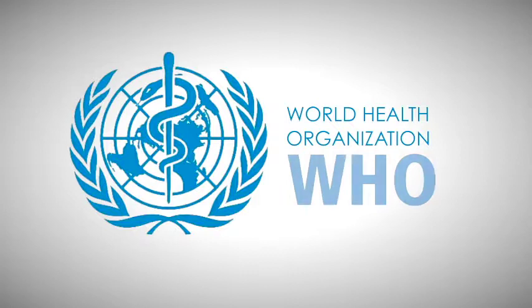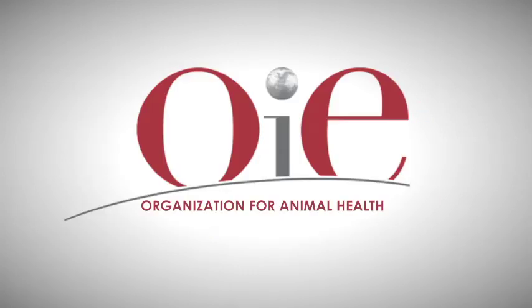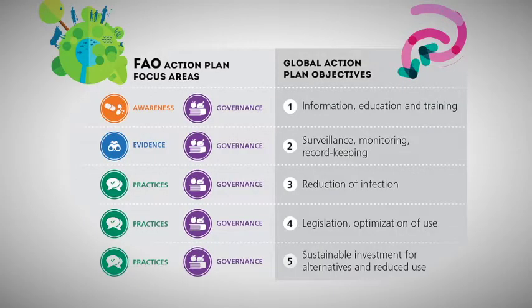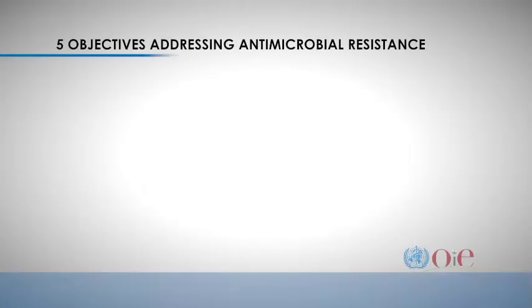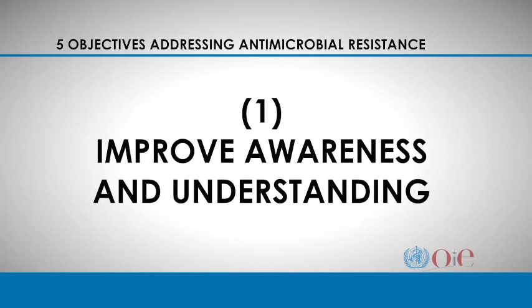We are afraid that in the next 20 years, there might be no drug effective on any antibacterial infection. And that is why we are serious about it. The World Health Organization, the Organization for Animal Health, and other stakeholders have come up with 5 strategic objectives to address antimicrobial resistance. One of the objectives is to increase awareness among the populace on the danger of this antimicrobial resistance.